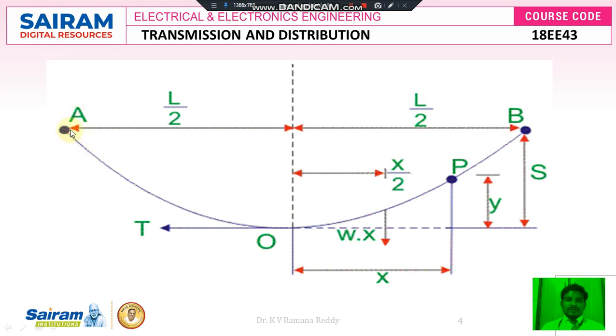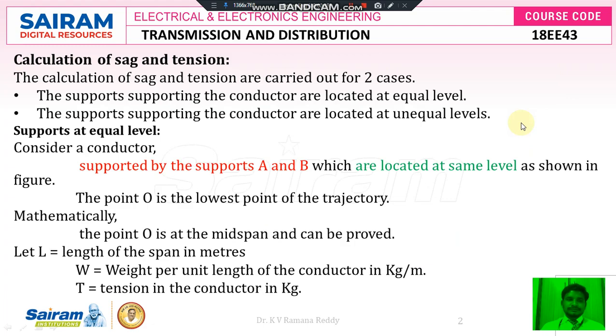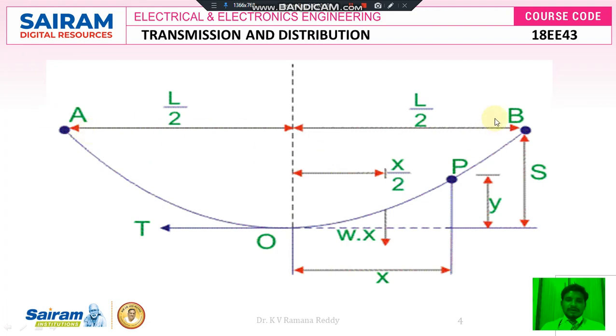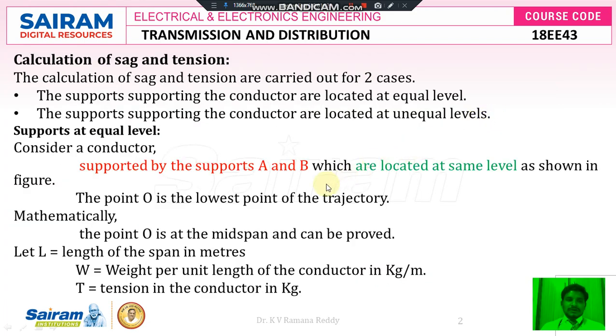It consists of two supporting poles. One is supporting pole A, another one is supporting tower at point B. Here the two supporting structures are located at equal level, or the supports of the conductor may be located at unequal levels. Supports at equal level, let us discuss. Consider a conductor which is supported by the supports A and B, which are located at the same level.